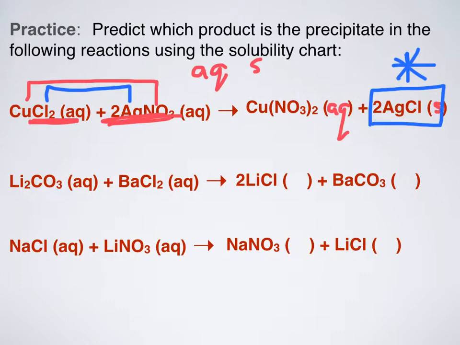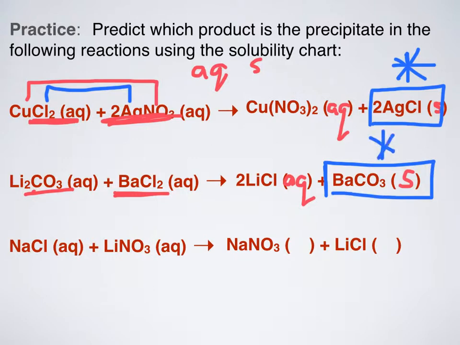Now let's move on to the next one. Again, I have lithium carbonate and I have barium chloride. All right, so again, I need to figure out whether my products on the other side are going to be soluble or insoluble. So are they going to form a solid or are they going to be aqueous? So by looking at my chart, I can see that lithium chloride is aqueous and barium carbonate is a solid. So that means that if I were to add my two reactants together, I would end up getting barium carbonate as a solid forming in my solution. That's how we use our solubility chart with double displacement reactions.